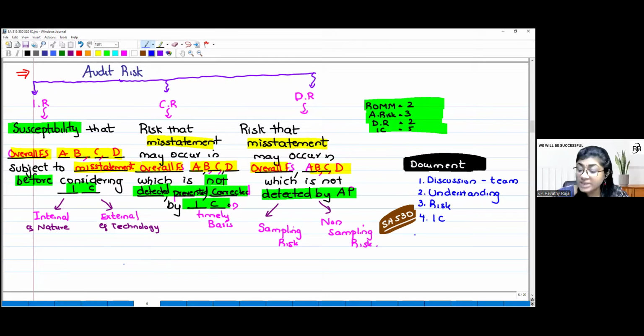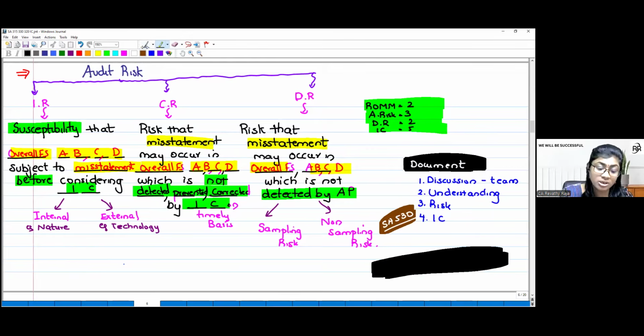Now from 315, the route goes to the next standard, which is not in our session. Very good, 330. Why? At 330 you will perform further audit procedures. Why? To respond to risk. Are you clear?